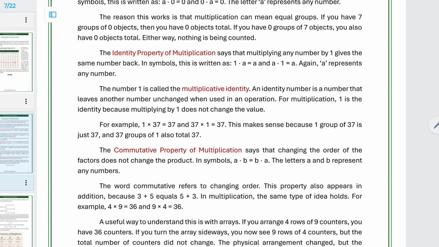For example, 1 times 37 equals 37, and 37 times 1 equals 37. This makes sense because one group of 37 is just 37, and 37 groups of 1 also totals 37.